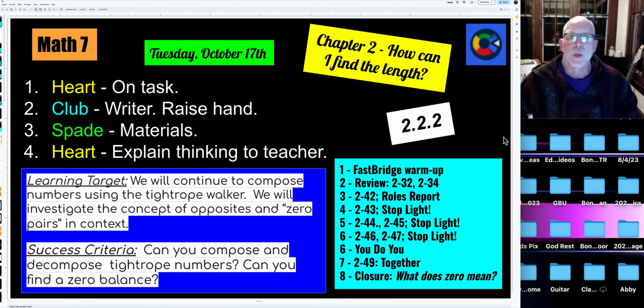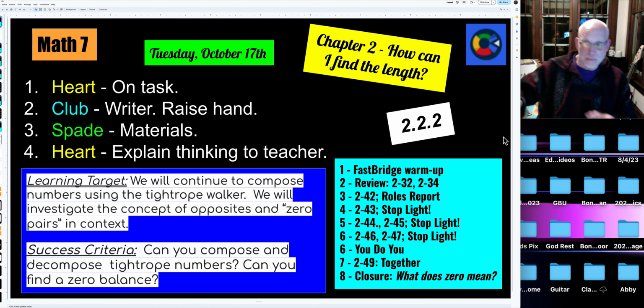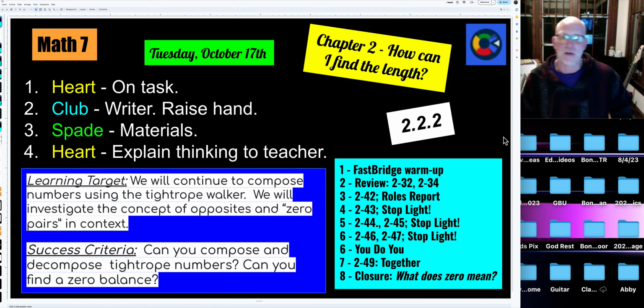Okay, so we are looking at Tuesday, October 17th. And today we're on chapter 2 and we are investigating how can I find the length. So we remembered yesterday that we looked at Cecil and we talked about the tightrope walking. And then we looked at the game where you could set up the tightrope walker to see if they could get to the spot that they needed to get to without falling off. And today we're going to extend upon that.